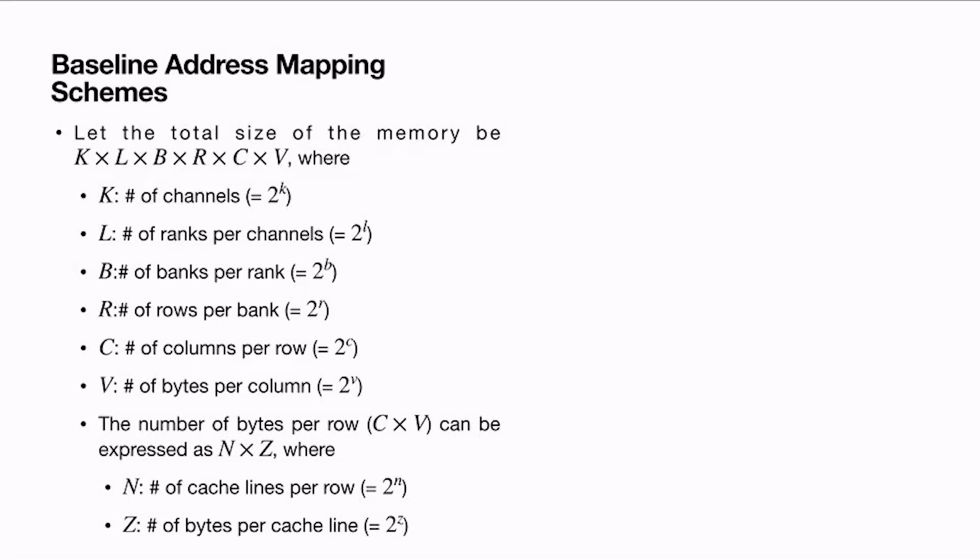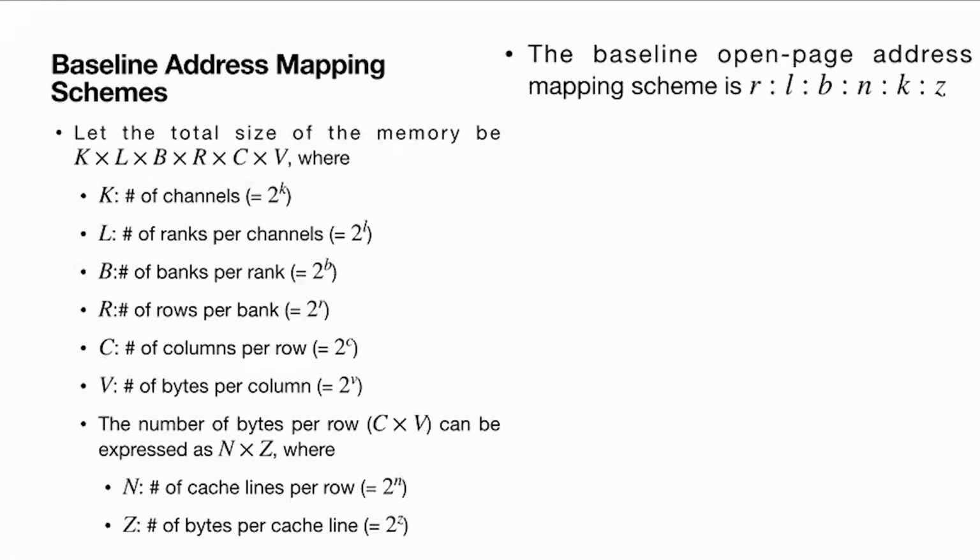And with that, we are just considering the baseline open page policy. Open page policy is nothing but a page is stored in the sense amplifier and it will be there until there is a conflict. If we consider open page policy, what type of addressing mechanism do we have to give? It will be roughly like this. R, the first higher order bit, should be part of R, next L, next B, N, K, Z.